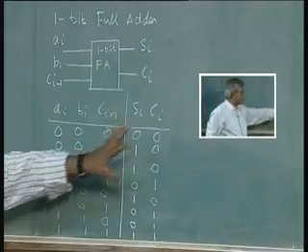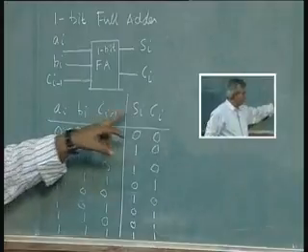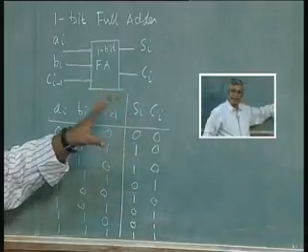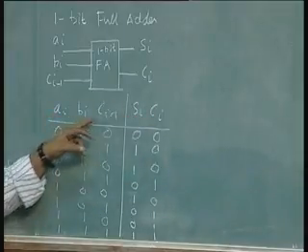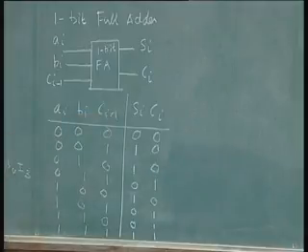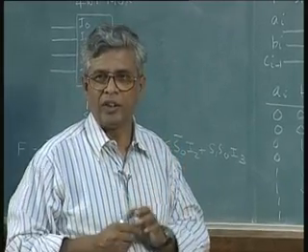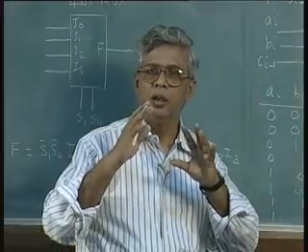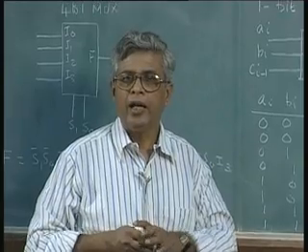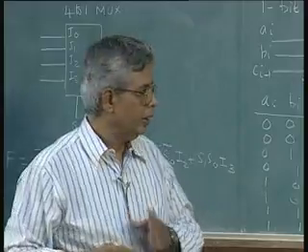You will draw the corner map, one corner map with Ai, Bi and Ci minus 1 as inputs and Si as output, an 8 cell corner map. Similarly, you will draw another corner map with Ai, Bi, Ci minus 1 as inputs and Ci as the output, again an 8 cell corner map. Then you will simplify them and implement these two simplified functions for Si and Ci using gates. And if somebody says use only NAND gates and OR gates, you will further do manipulation. That is not what I am going to do.